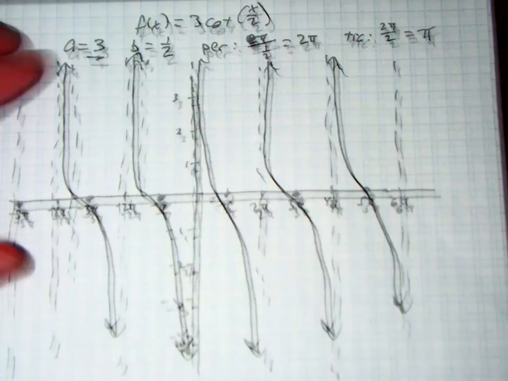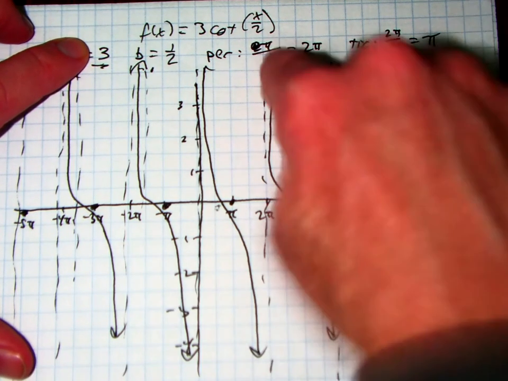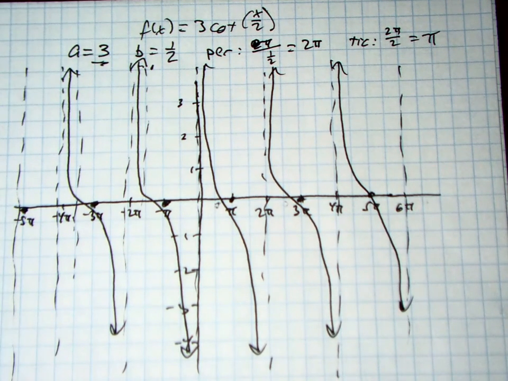Again, just like tangent, if a was negative, you're going to do the reverse. So if a was negative, it would increase. In fact, it would look like tangent, and then be going up from left to right. So that is how you graph tangent functions and cotangent functions.